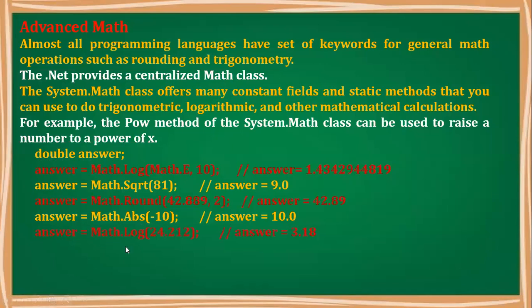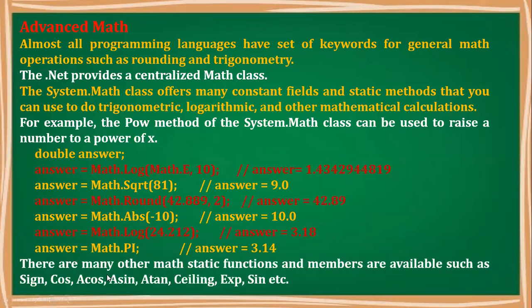Next is Math.Log. So log of 24.212, it will be calculated. The answer will be something else. So here we have to just apply the function and provide the value. You will get the answer. Math.PI, you know that 3.14. There are so many other math static functions and members available such as sine, cos, asin, atan, ceiling, exponential. These functions are not exactly useful now, so we are skipping that. Okay, I will post the list of math functions with examples in your Google Classroom. Okay, these are the functions.